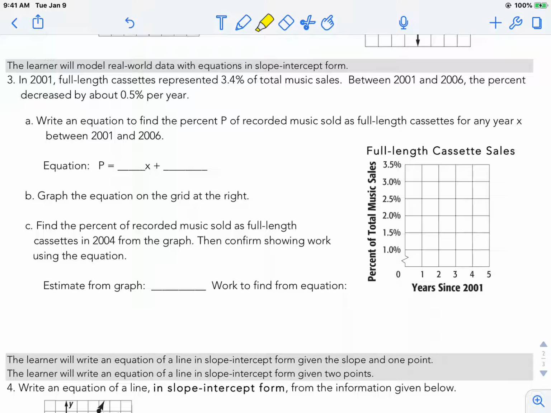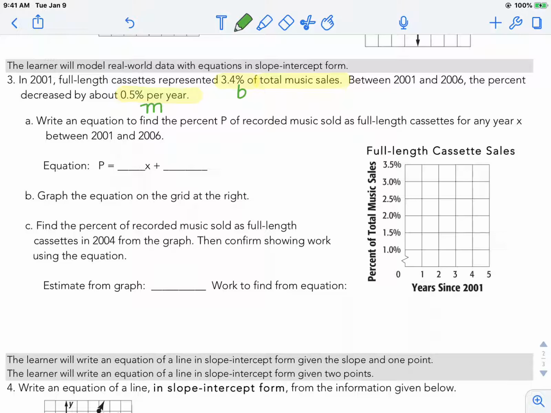Between 2001 and 2006, the percent decreased by about 0.5% per year. Oh, wait a minute. I just heard a rate. 0.5% per year is a rate. And rates are our rate of change or our slope. Then they told me in 2001 that we started off that cassettes were 3.4% of music sales. So it sounds to me like that's a beginning value.